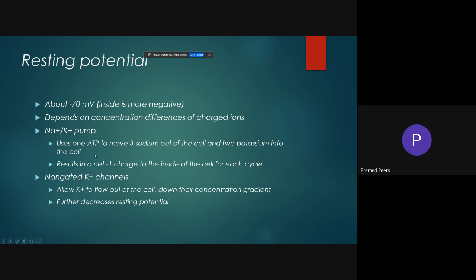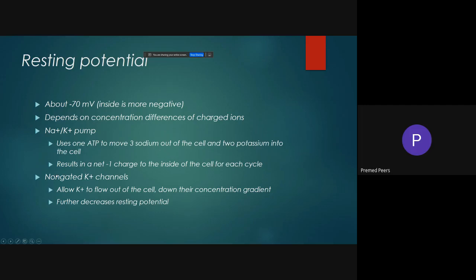It costs us 1 ATP. We take 3 sodium out of the cell and 2 potassium in for 1 ATP. And that keeps sodium high outside and potassium high inside. And notice what we're doing. We moved 3 positive ions out and brought 2 in. So we're removing positive charge from the inside of the cell each time we run this. So that's contributing to this negative 70 millivolts.